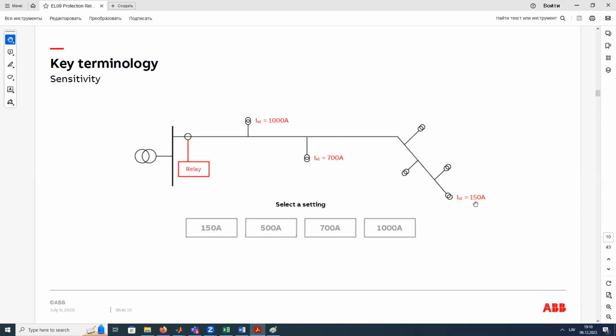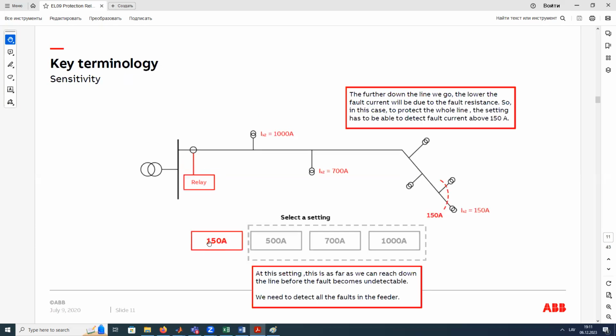Current of 150, is it a fault? Yes, it's a fault. Is it dangerous? Yes, it is dangerous. So we need to choose a set point to be possible to detect every fault current. That's why we need to choose this one, because the lowest value is here. We need to protect this line from this fault as well. This is the first case.